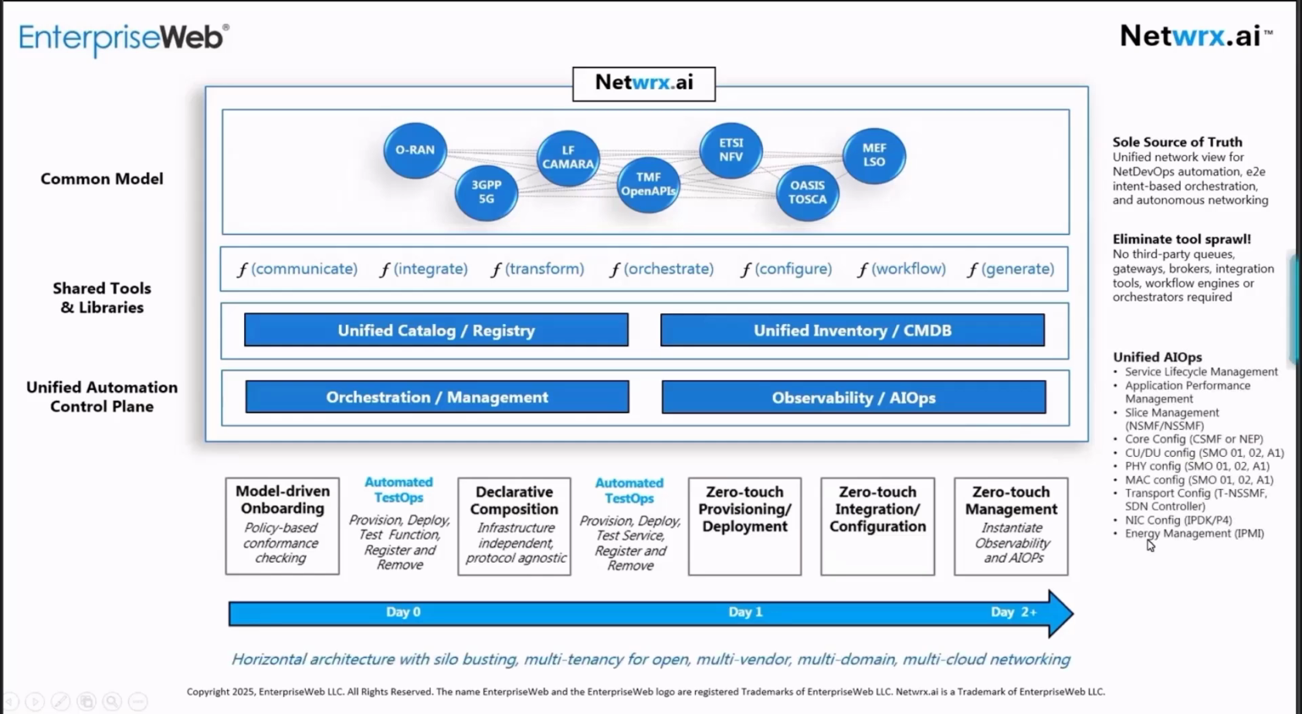And it's also providing unified domain semantics and metadata for AI ops. And we're talking about comprehensive AI ops here. We're talking about service lifecycle management, application performance management, slice management, core config, CU/DU config, PHY config, MAC config, transport config, NIC config, energy management. So we're talking about one layer that can actually understand all of these concepts, understand all of the KPIs, and provide a common surface area for agents to do autonomous networking.